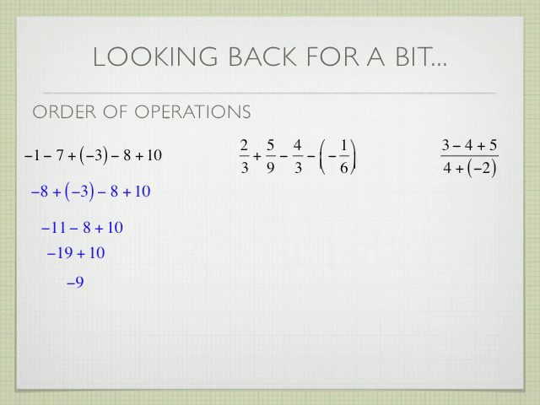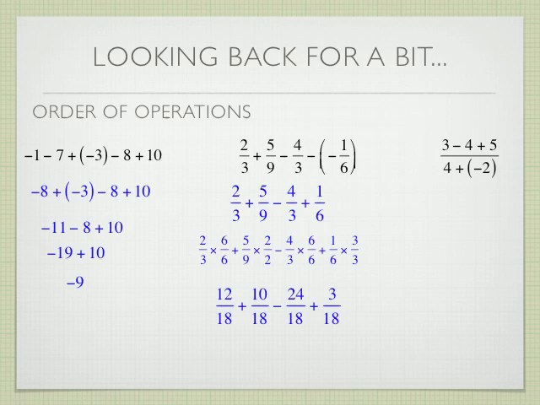Okay, if we had 2/3 plus 5/9 minus 4/3 minus a negative 1/6. Well, I could say minus a negative 1/6 is positive. Then the least common denominator is 18. So I'd need to multiply 2/3 by 6 over 6 to get 18. I'd multiply 5/9 by 2 over 2 to get 18. I'd multiply negative 4/3 by 6 over 6 to get 18 on the bottom. And I'd multiply 1/6 by 3 over 3 to get 18 on the bottom.